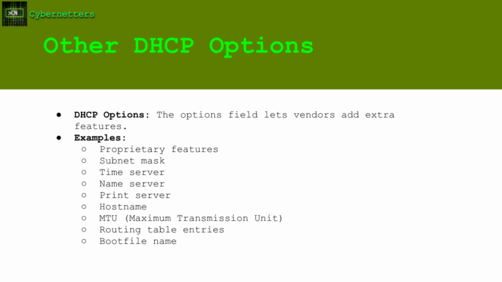DHCP has a flexible options field that can carry a bunch of extra settings. Beyond just IP addresses, it can provide things like the subnet mask, time server, DNS server, print server, or even a boot file name for network booting. This lets admins hand out everything a client might need to function on the network all in one go.